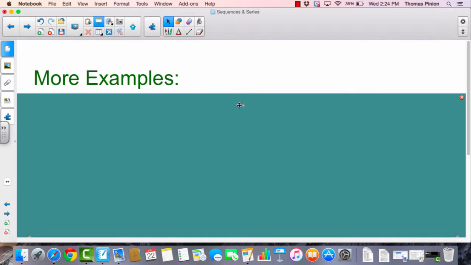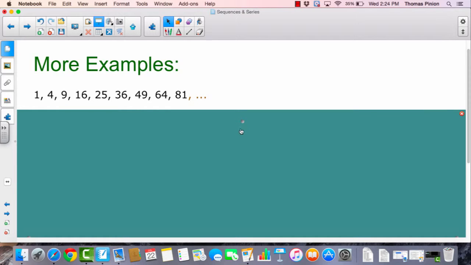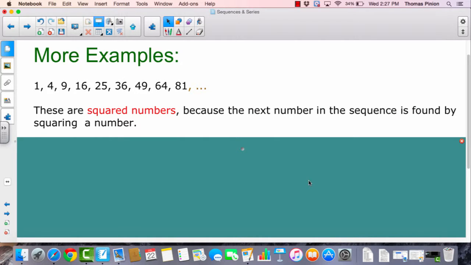Some more examples of some special sequences. Here we have 1, 4, 9, 16, 25, 36, 49, 64, and 81. Now notice here we're adding 3, we're adding 5. Okay, so it's not arithmetic. If we multiply by 4 here, we should get 16, so it's not geometric. The numbers or terms in this sequence are found by squaring a number, so we call them squared numbers.